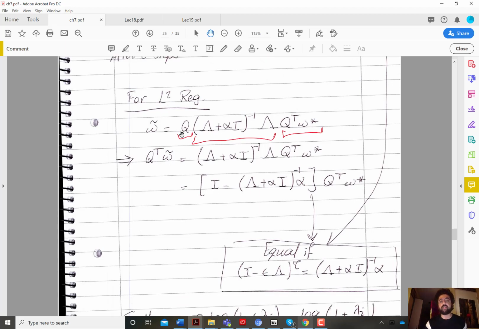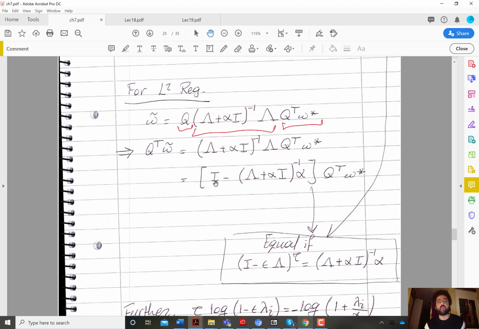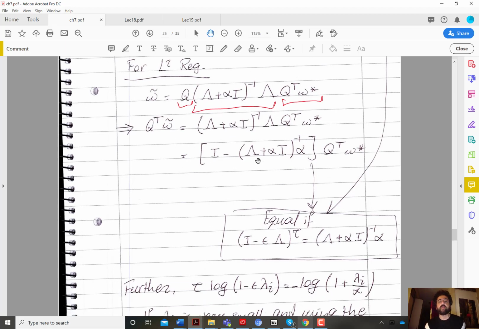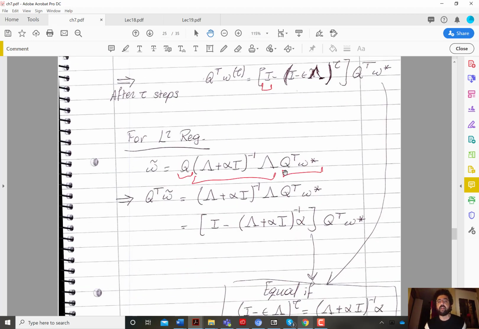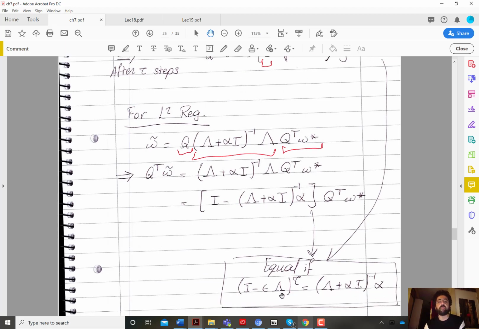So what you get here, if I put Q transpose on both sides, is Q transpose omega tilde, and Q transpose Q is I. So I end up with this. And I could rewrite this as I minus lambda plus alpha I inverse times alpha times Q transpose omega star. Right? So what I get here is basically an analogy between early stopping and L2 regularization. They become equal if I minus epsilon lambda to the tau equals lambda plus alpha I inverse times alpha, right?